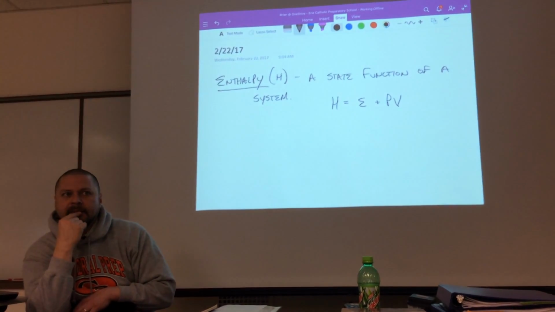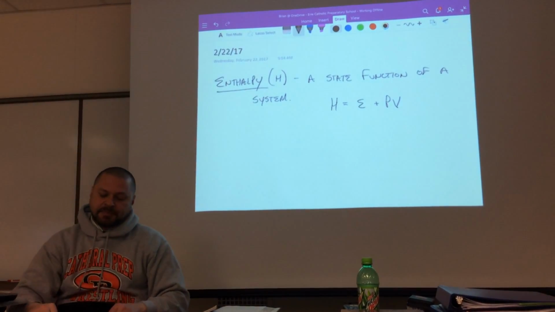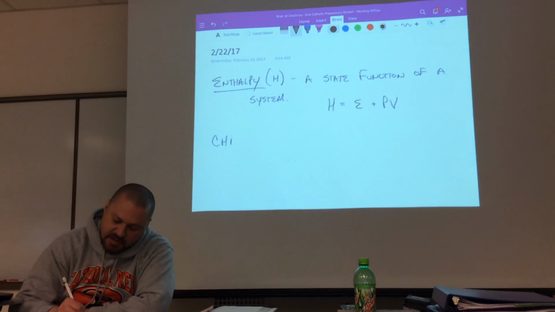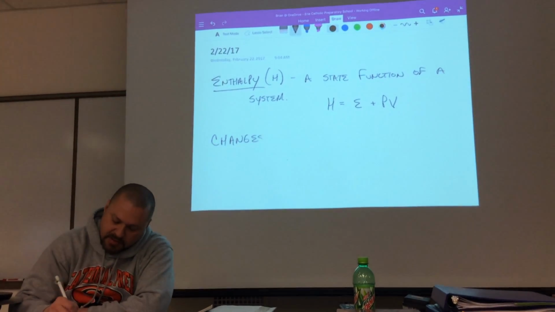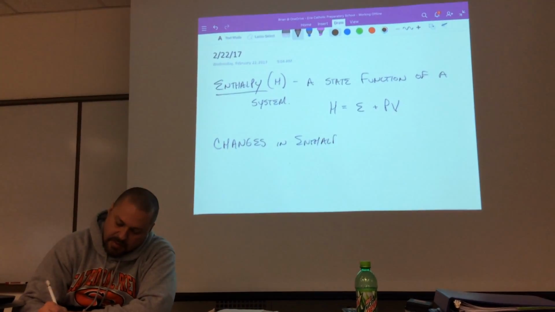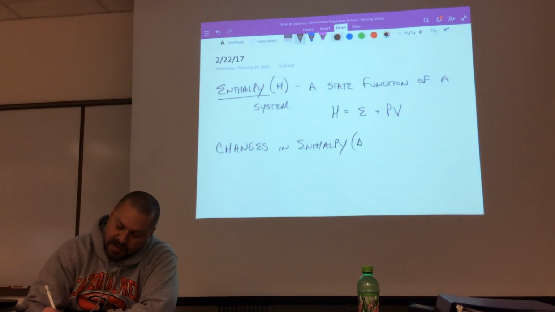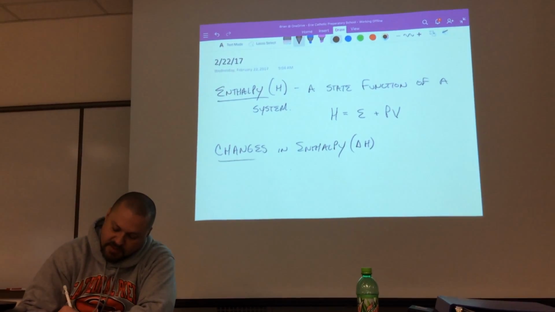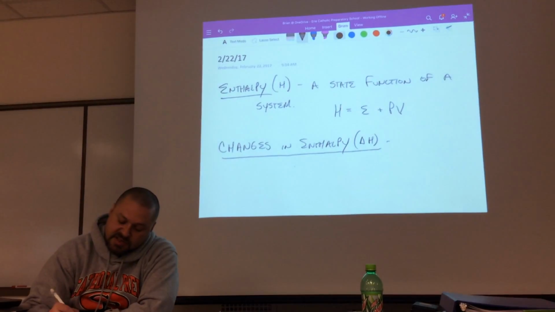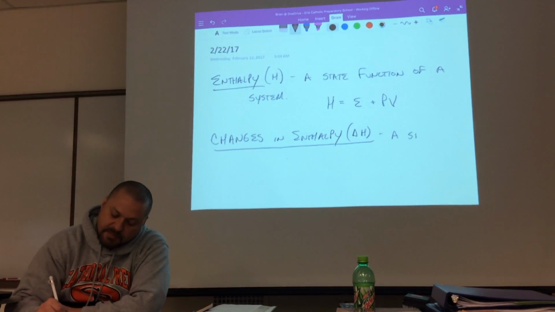So enthalpy can be confusing, but we can make it a lot less confusing when we start talking about changes in enthalpy, or delta H. And we'll be dealing with delta H for a while now. Something to get used to. So this is also a state function of a system.